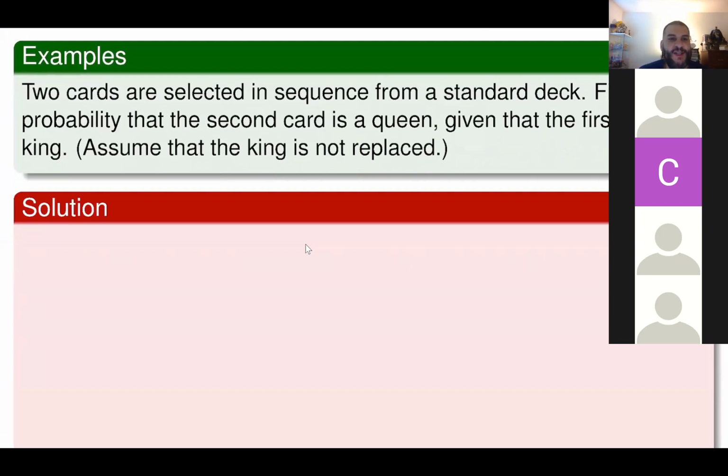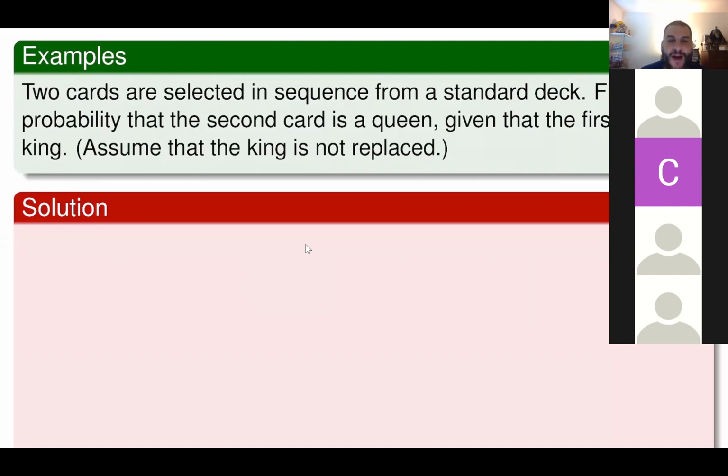For this one, it says 2 cards are selected in sequence from a standard deck. Find the probability that the second card is a queen given the first card is a king. Assume that the king is not replaced. All right.